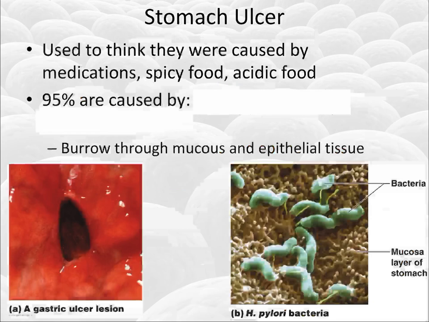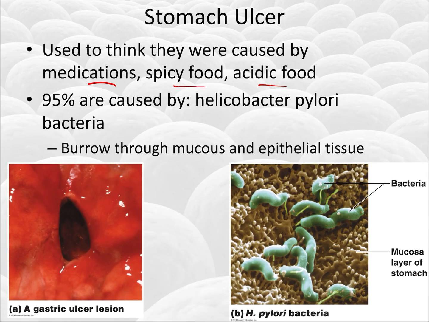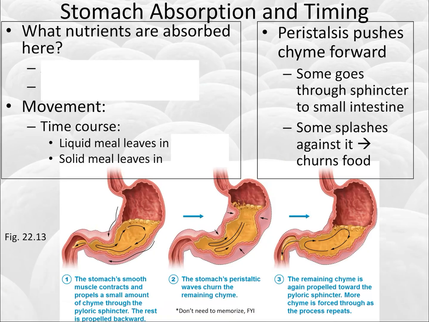Okay, one pathology in the stomach, very common in our country, is a stomach ulcer. And we used to think it was all caused by things we put in our stomach, like medication, spicy food, acidic food. But now we know that 95% of them are caused by bacteria. And those bacteria are shown here. They literally just eat their way through the stomach lining and cause big holes in the stomach like this. They just burrow right through the mucus layer and the epithelial tissue. So most of those are treated now with antibiotics instead of something else.